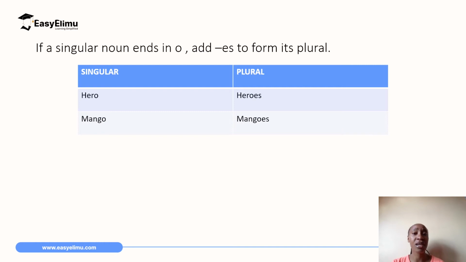But of course, there are some exceptions, like the word studio, you will not add an ES, you will only add an S to form studios. Video, you will also just add an S to form videos. So there are a few exceptions.